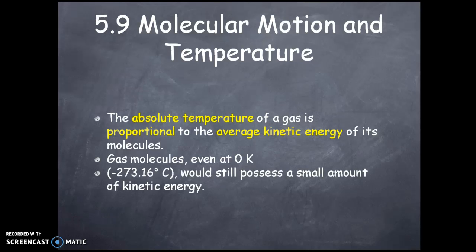Molecular motion and temperature. The absolute temperature of a gas is proportional to the average kinetic energy of its molecules. So gas molecules, even at 0 degrees Kelvin, would still possess a small amount of kinetic energy. So they keep moving even at 0 degrees Kelvin, which is the absolute temperature.